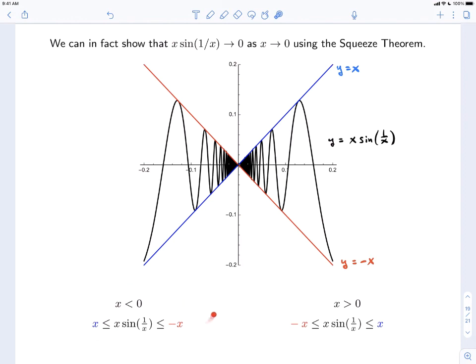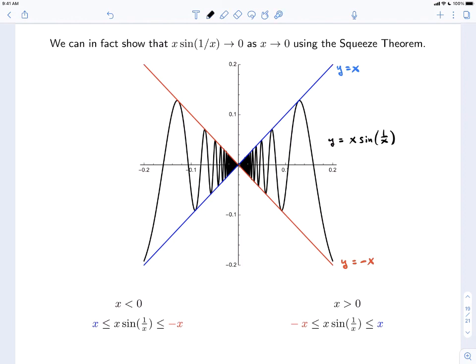And in fact, we have these inequalities. When x is less than 0, we have that x is less than or equal to x times sine of 1 over x is less than or equal to negative x. And when x is positive, we have that negative x is less than or equal to x times sine of 1 over x is less than or equal to x. Now, why is this true? That's simply true because sine of anything is between -1 and 1.